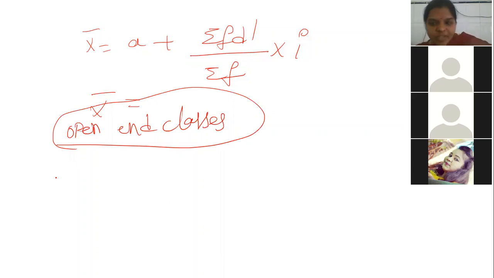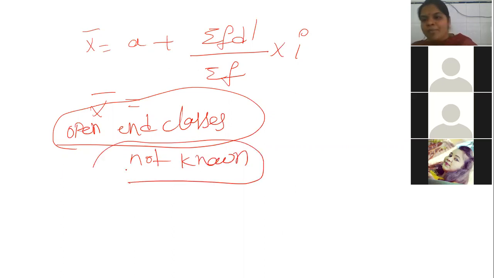In some cases, the lower limit of the first class interval and the upper limit of the last class interval are not known.